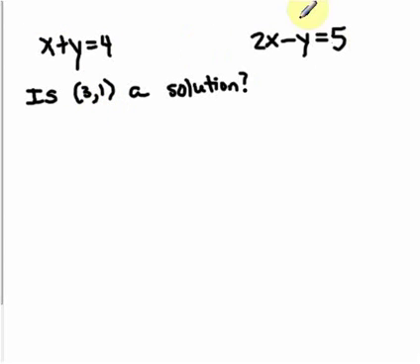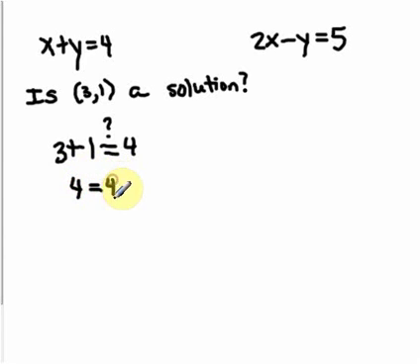So these two equations together are the system, and this is a possible solution to it. So I'm going to put 3 in for x plus 1 in for y. Does that equal 4? And I usually like to put a question mark over my equal sign. 3 plus 1 is what? 4. And 4 does equal 4. Now, you can't say yes, it's a solution until you show that it works for the other one. So you're going to do the same thing.